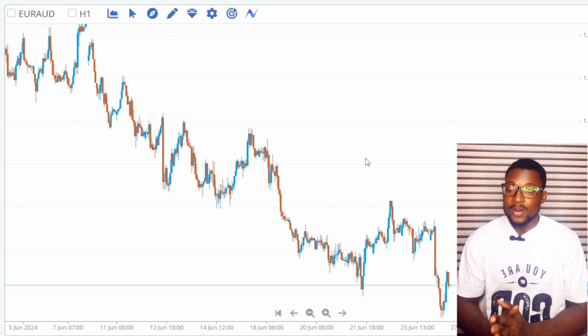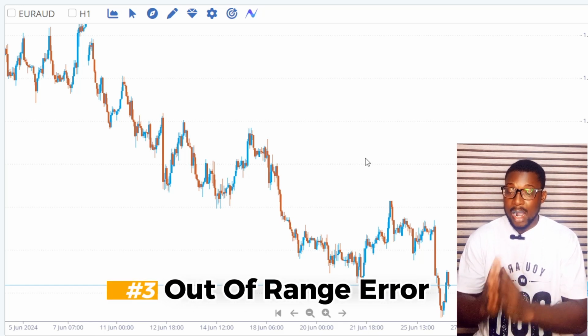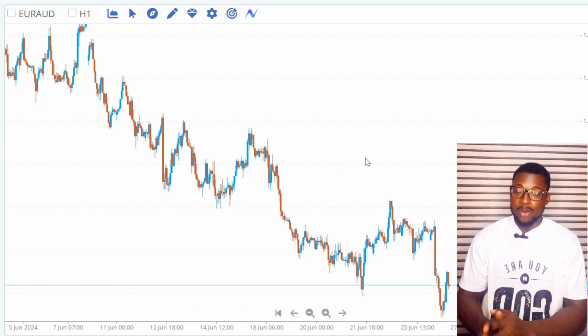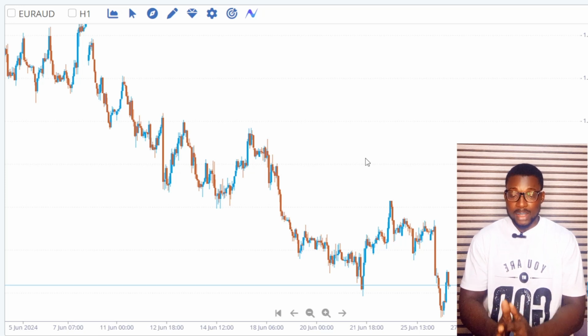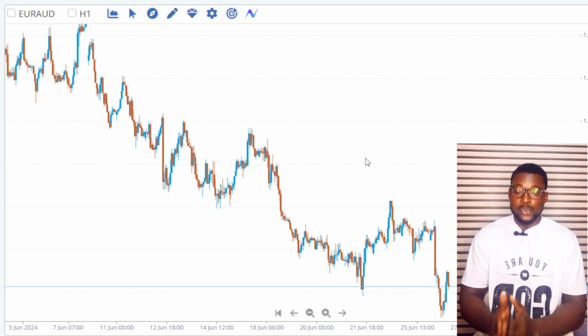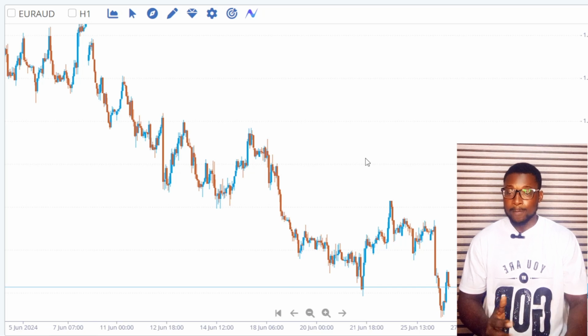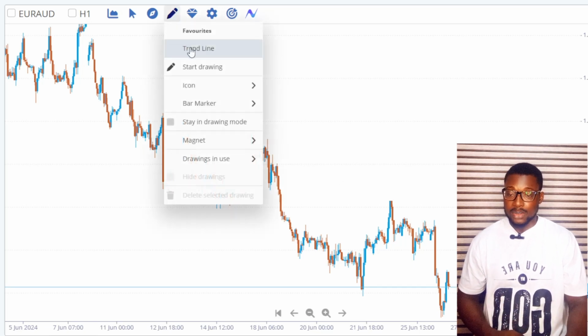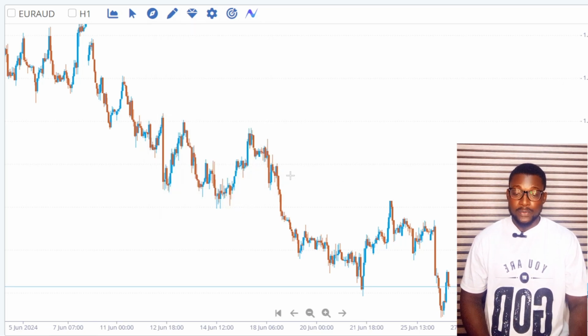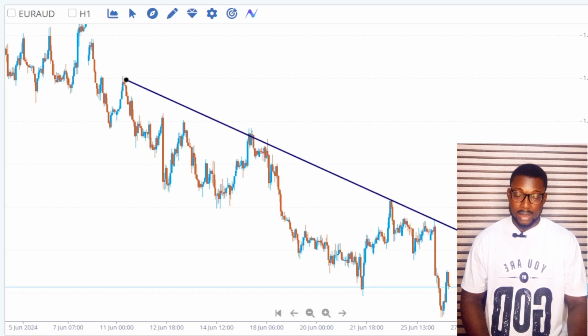So the next error on the list is what I call the out of range error. Out of range error. And this is basically an error that happens when your trend line does not go into the range of the current move, right? So for example, on the chart I have on the screen here, if you are looking to short, if you are looking to sell in this market, because obviously this is a downtrend and you are looking for sells, your trend line should come like this. You should have a trend line that looks somewhat like this, right?